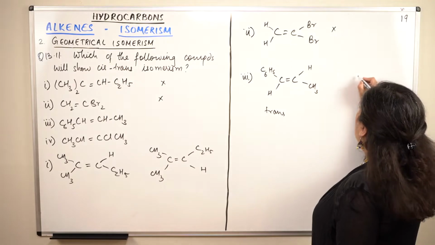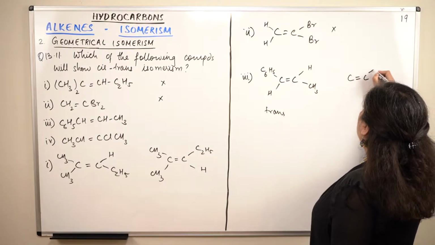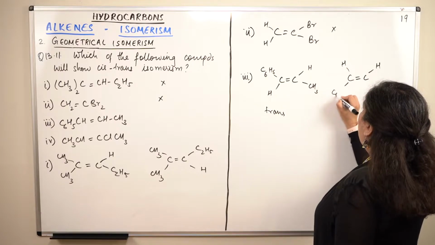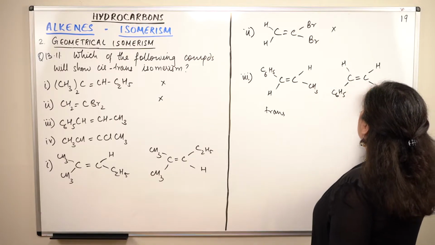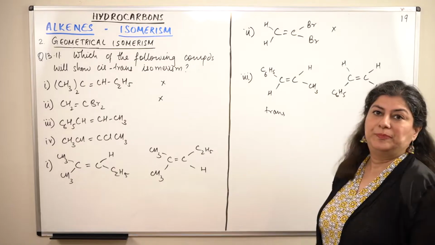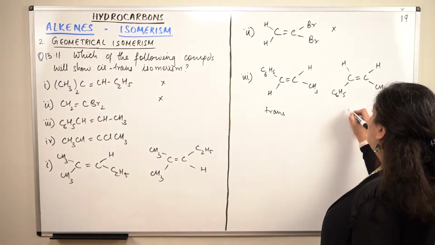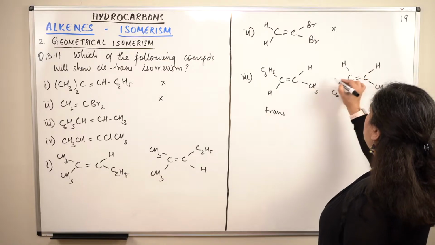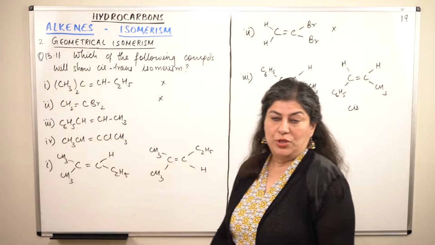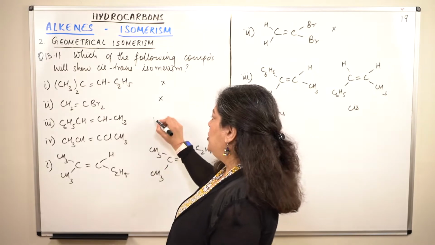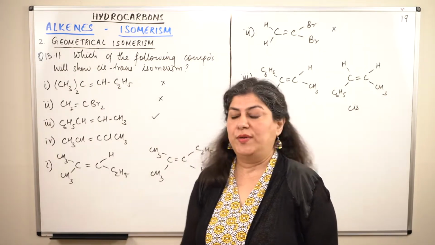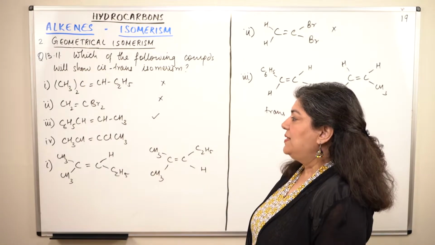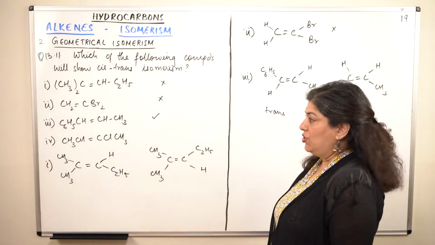So that would look like C, double bond C, a hydrogen here and a hydrogen here, C6H5 on this side, and CH3 on this side. So this is the cis form, where both the hydrogens are on the same side of the double bond. So this third compound, yes, it will show cis-trans isomerism. Come to the fourth compound now. CH3CH double bond CCl CH3.